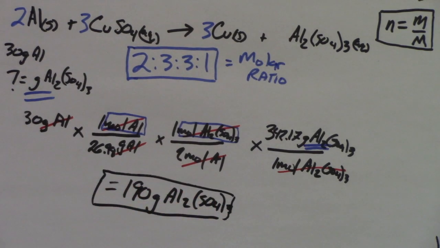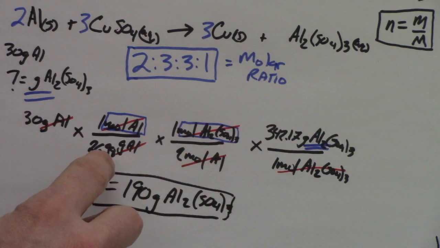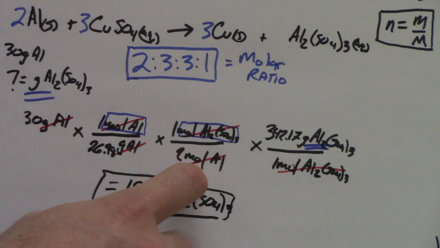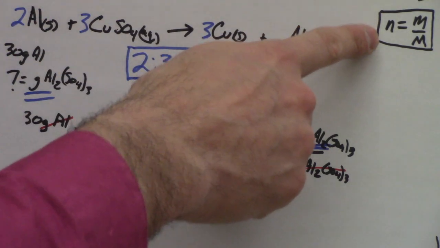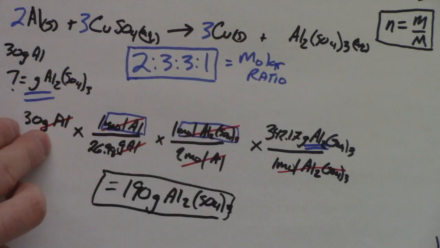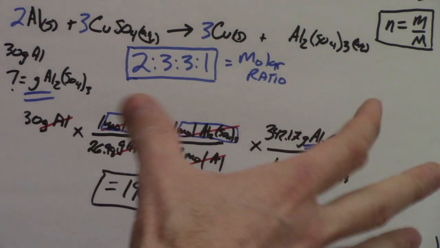All through stoichiometry, all through unit conversions. See, 30 times 342.17 divided by 26.98 times 2. This is all a big thing. Go review that math. And you can do this with anything. The important steps: balanced equation, molar ratio, unit conversions. Hallelujah.